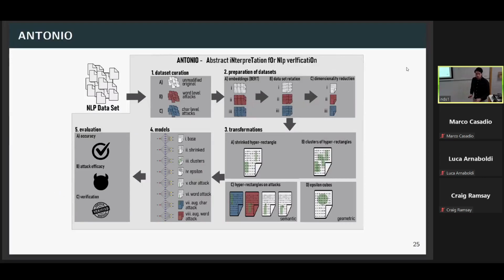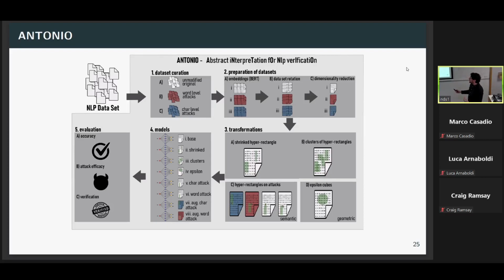Now, we designed a tool called Antonio that includes all this pipeline. It is from start to end. It is modular. You can change everything. It is agnostic to the dataset, preparation, transformation, or model evaluation.